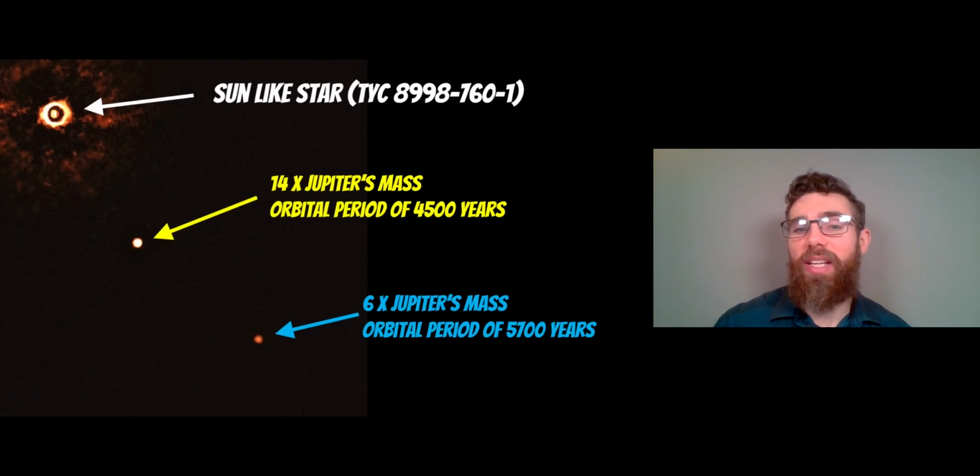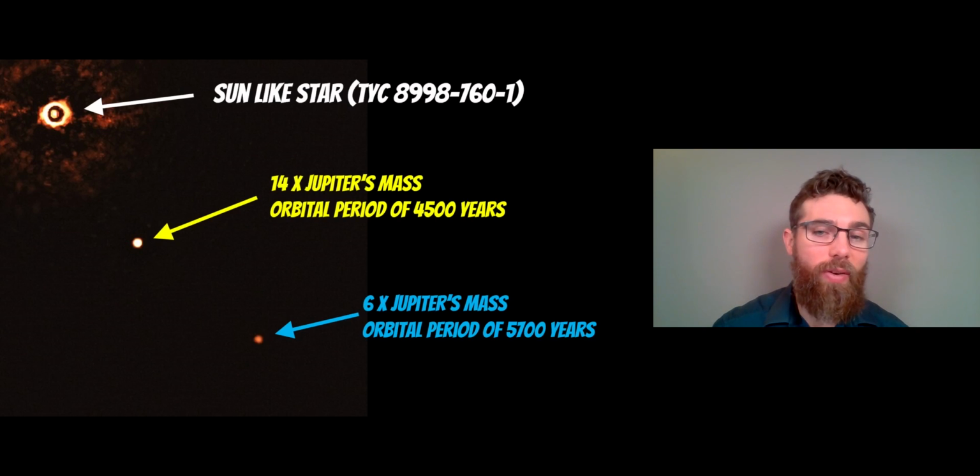And then this one is quite a nice one. So this is a Sunlike star, and there's 2 planets here that have been directly imaged. One is 14 times the mass of Jupiter, and one is 6 times the mass of Jupiter. So these are very large planets. They're also so far away from their star that their orbital period is on the order of about 5,000 years. So they take about 5,000 years to go all the way around their star. So that tells you they're a very long way from their star.